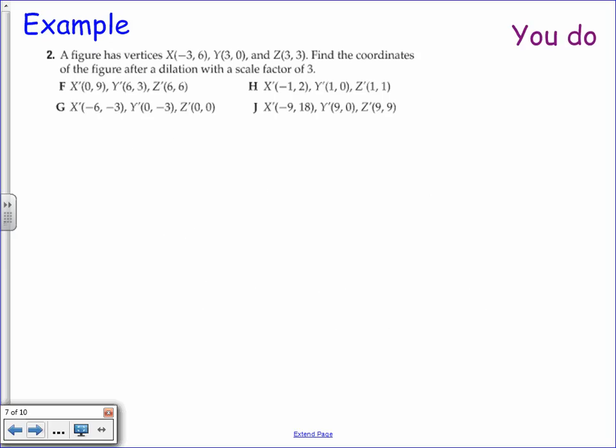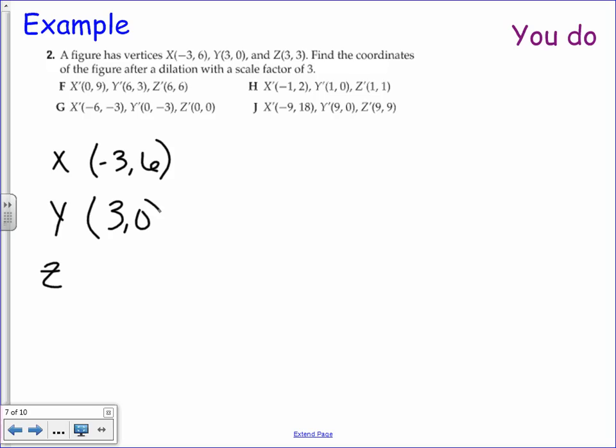Okay, you try this one as best you can. Replay me when you're ready for the answer. Okay, so we have X, Y, Z. X is at (-3, 6). Y is at (3, 0). And Z is at (3, 3).